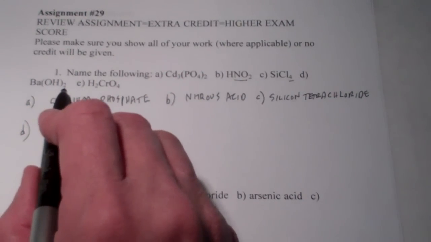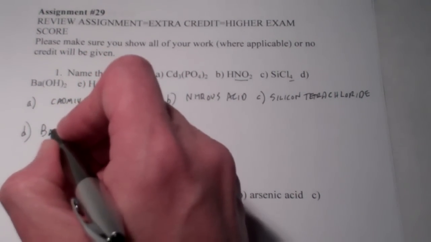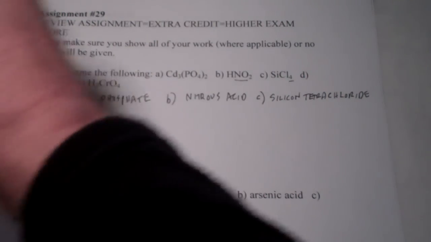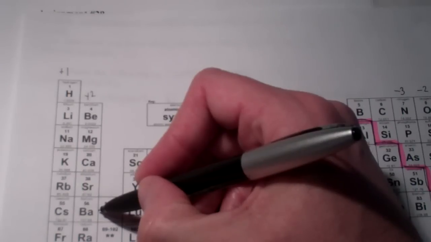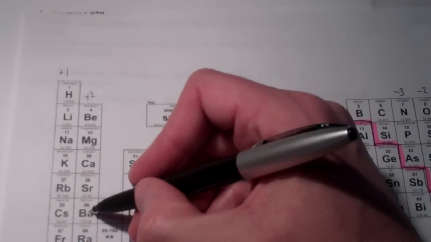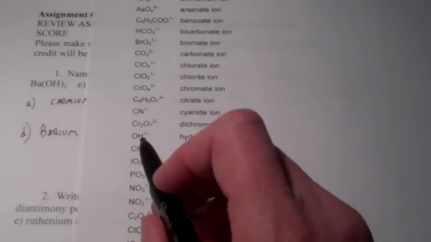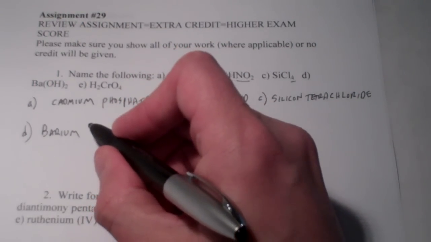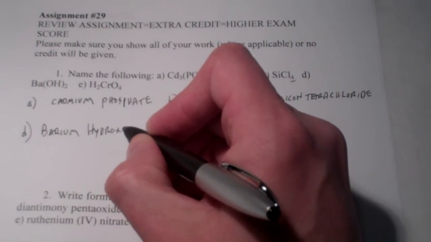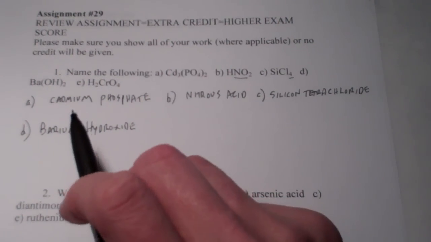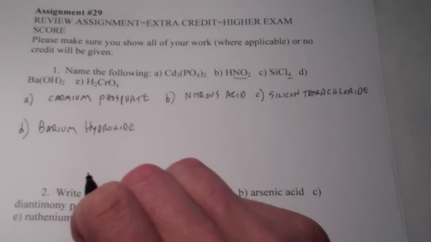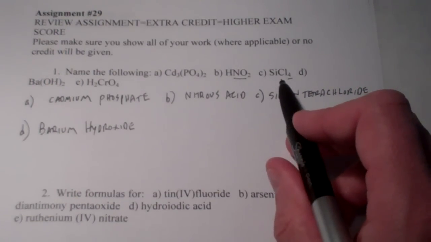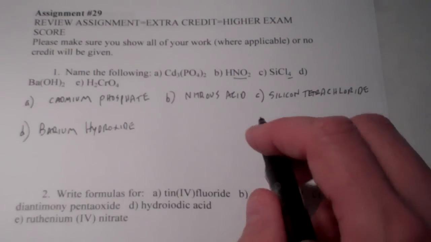Letter D, Ba(OH)2. Ba is barium. Now, barium has a positive charge of 2 always. It does not need Roman numerals. OH is one of our polyatomic ions that does not end with ate or ite. OH is -1. It's called the hydroxide ion. So we would simply say hydroxide. You'll notice we do not use prefixes when we name ionic compounds. We do not add prefixes like we did for SiCl4 in our previous example.